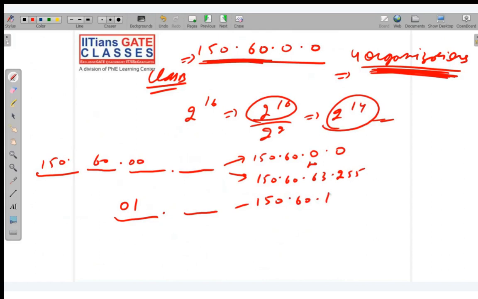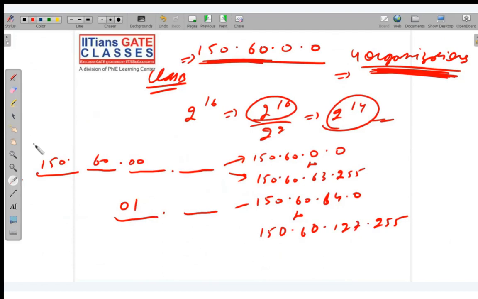So 150.60.0 1 means 64.0, and till where will we go? 150.60.127.255. Any doubt here? Nice. So 0 1 was there, then imagine 6 zeros. 0 1, after that 6 zeros. So 1 followed by 6 zeros is 64. And then the ones: total 7 ones. 7 ones is 127.